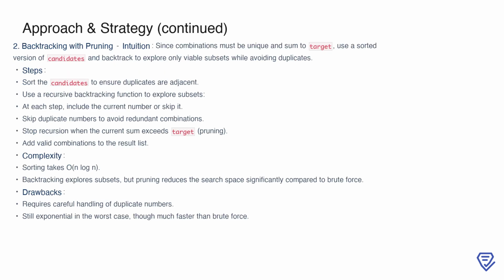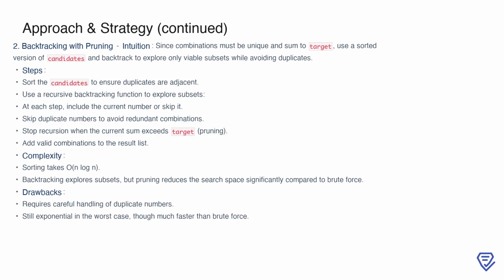Now, a much better approach is backtracking with pruning. Here, the intuition is to use a sorted version of the candidates array to systematically explore only the viable subsets while avoiding duplicates. First, we sort the candidates, which ensures that duplicate numbers are adjacent.